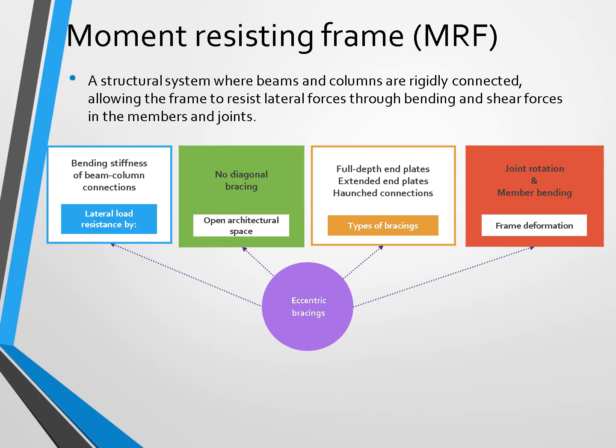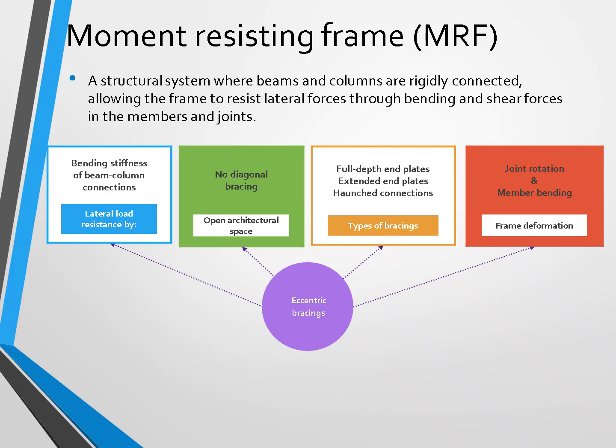Another lateral load resisting system that can be used besides the eccentric bracing or concentric bracing is the moment resisting frame. It is a structural system where beams and columns are rigidly connected, allowing the frame to resist lateral forces through bending and shear forces in the members and joints, and through the bending stiffness of the beam and column connection. This is how the lateral load can be resisted.